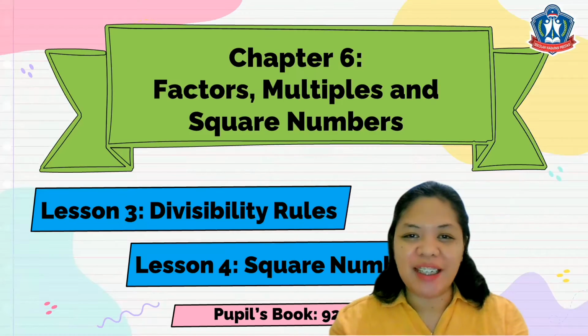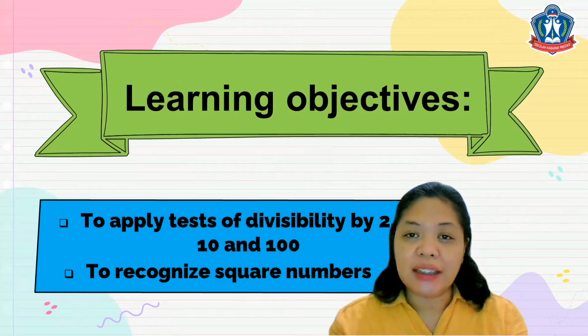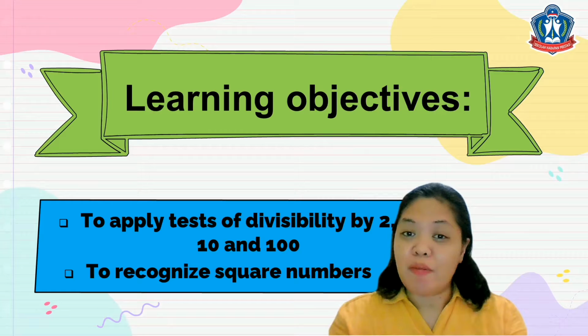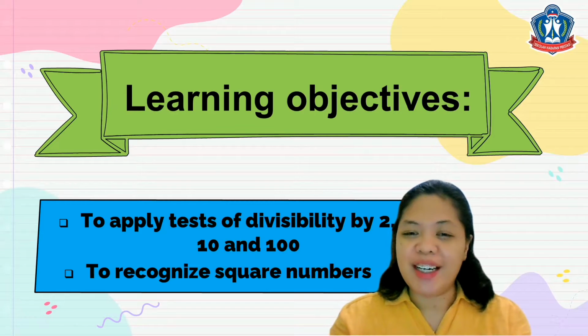Let's continue our lessons for Chapter 6, Factors, Multiples, and Square Numbers. In this video, you will learn two lessons: Lesson 3, Divisibility Rules, and Lesson 4, Square Numbers. The objectives of these lessons are to apply tests of divisibility by 2, 5, 10, and 100, and also to recognize square numbers. Okay, Grade 5, are you ready? Come on, let's start.